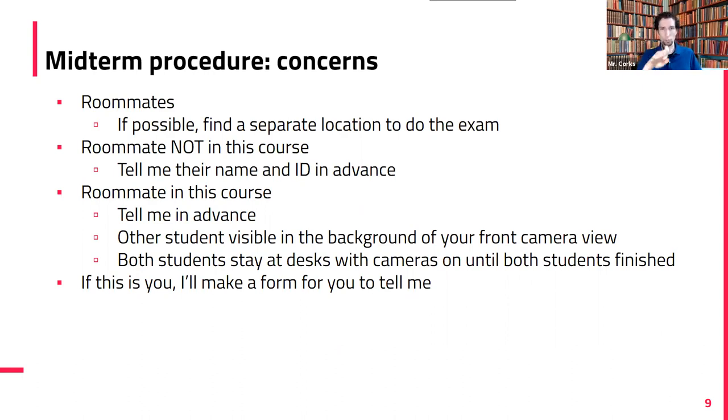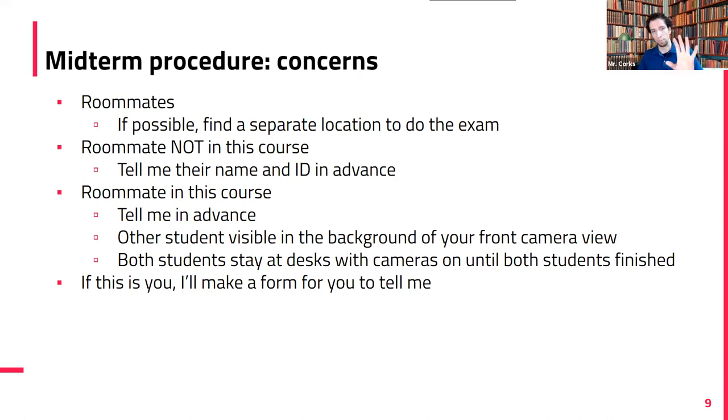I've made a Google Forms thing. I'll share that just after class, or sorry, in the afternoon. You need to tell me in advance. And for the other students, in the background of your front camera view, you should be able to see the person, just sort of in the background, and I can see that they're far away from you, or on the other side of the room, and that you are not turning around and talking to each other.